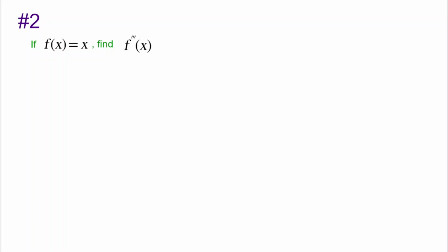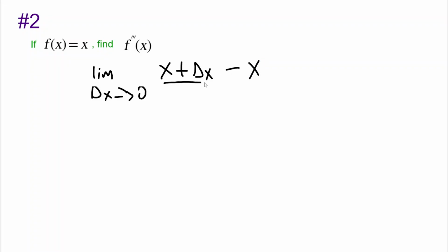Okay, let's just start the regular process here. Limit as delta x approaches 0. We're plugging in x plus delta x for x. So this should be x plus delta x, then minus our f of x, which is x, all over delta x.